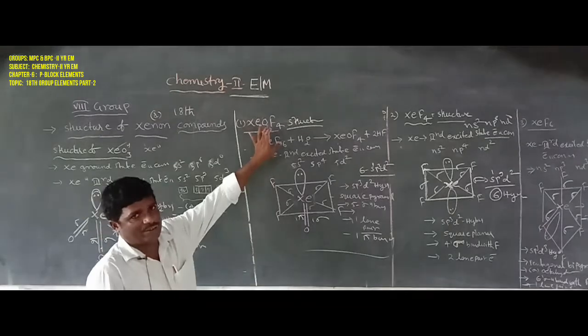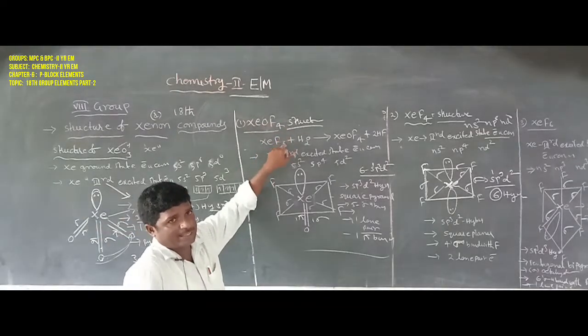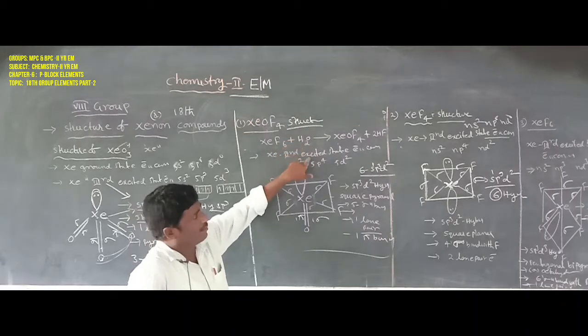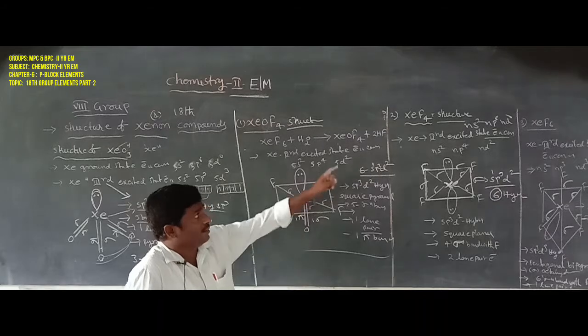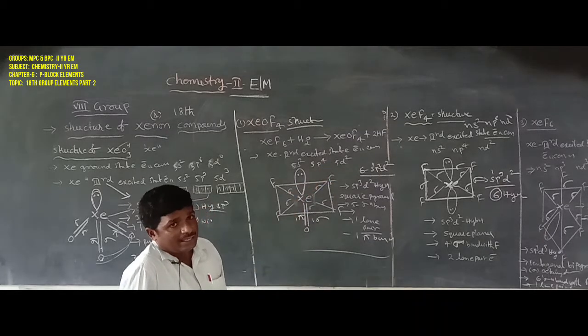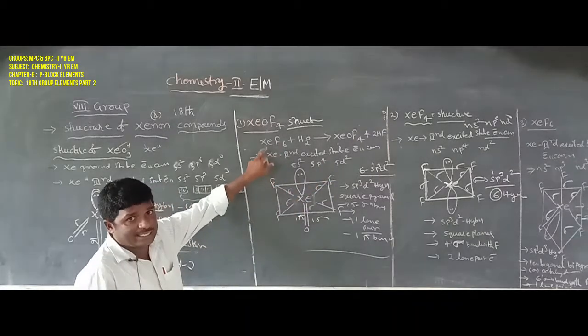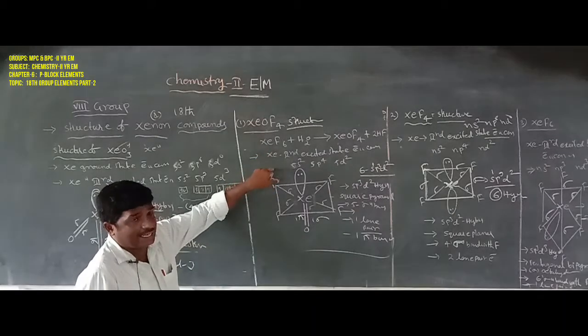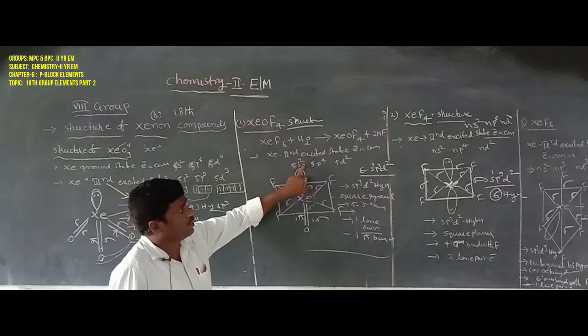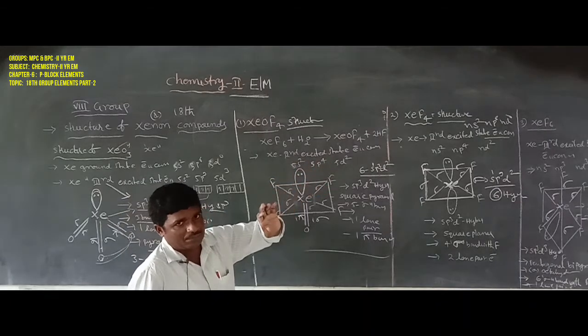Xenon oxytetrafluoride. It is prepared when xenon hexafluoride is dissolved in water, forming xenon oxytetrafluoride and hydrogen fluoride. In xenon oxytetrafluoride, xenon is the central metal atom. In its excited state, it has the electron configuration 5s2, 5p4, 5d2.